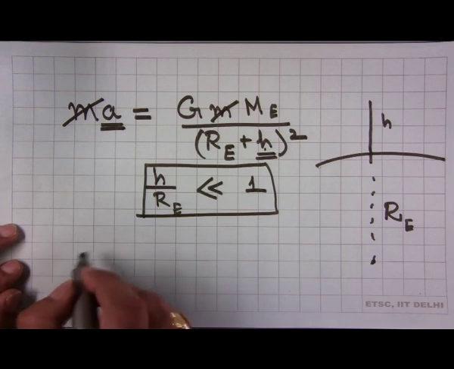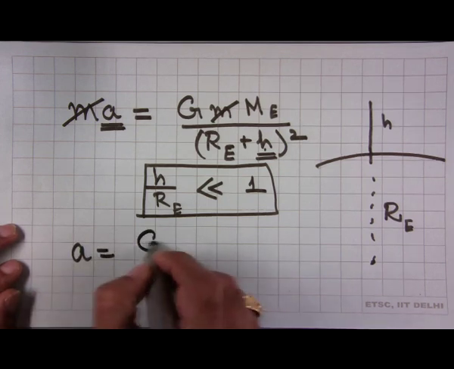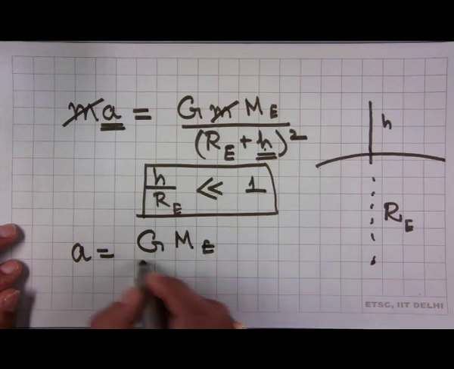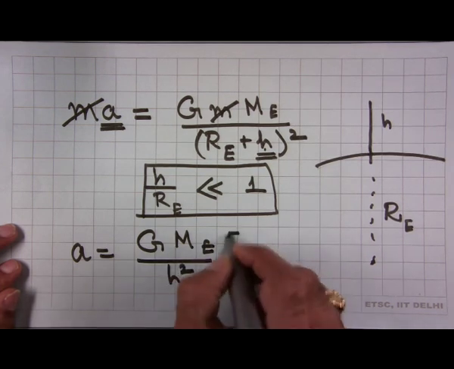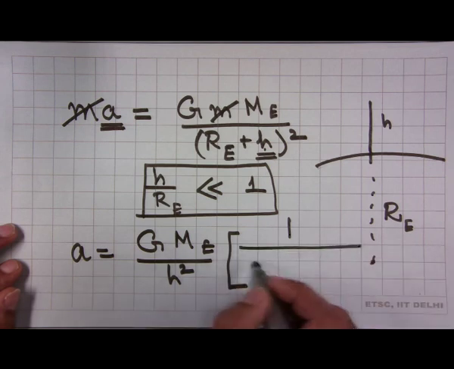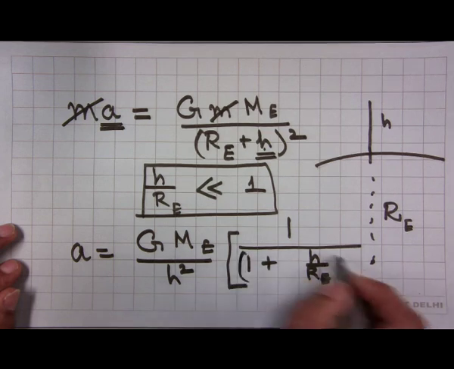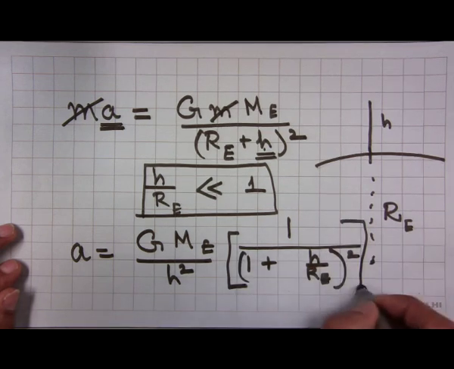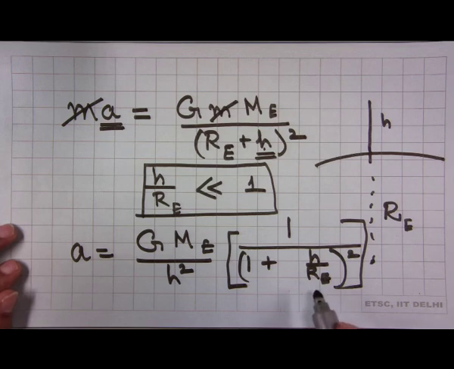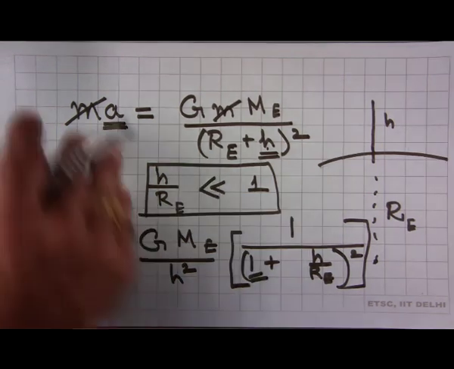That is what I have to remember. So what we do is to write it as a equal to G Me over Re squared into 1 over 1 plus h by Re whole square. Since h by Re is a very, very small quantity, this is nothing but a perturbation on 1. So what do we have to do? We have to simply perform a binomial expansion or a Taylor expansion if you feel like. So let me do that calculation.